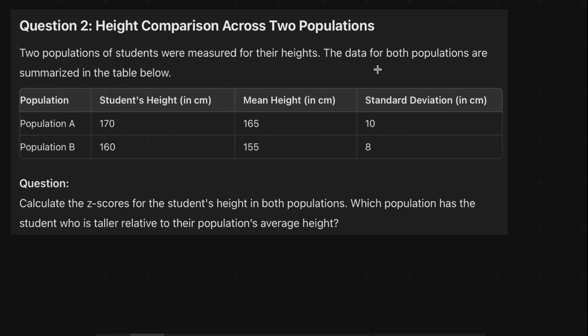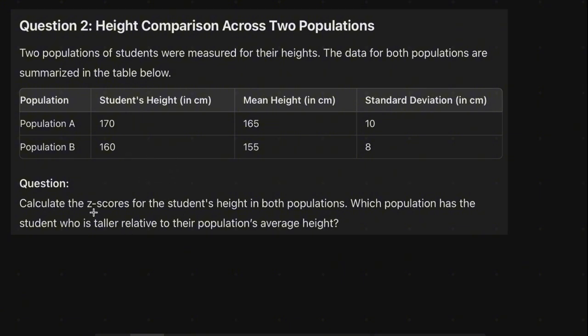The data for both populations are summarized in the table below. Question: calculate the z-score for the student's height in both populations. Which population has a student who is taller relative to the population's average height? So in order to know which student is taller, we need to find out the z-scores.